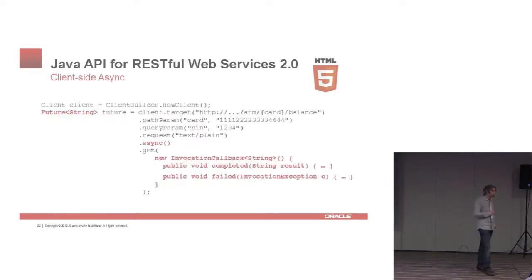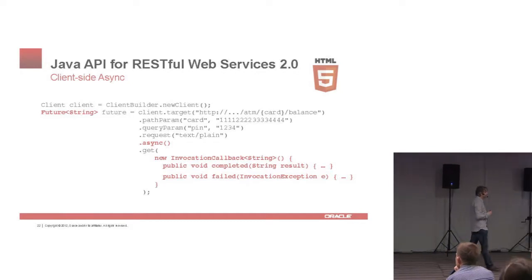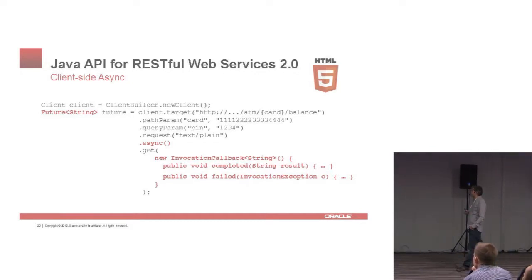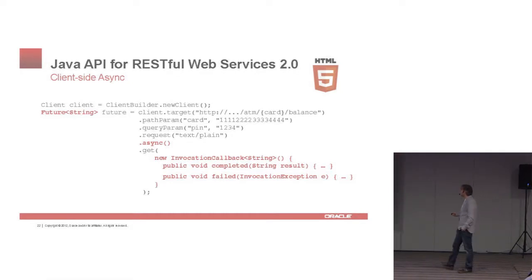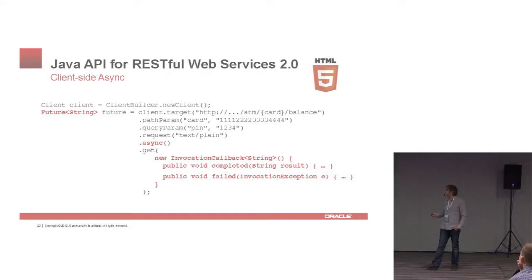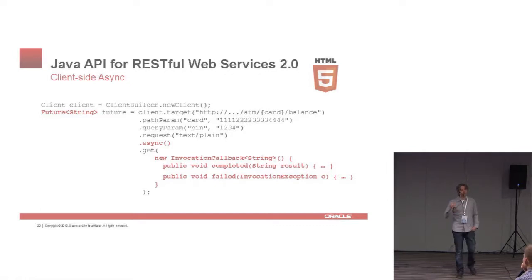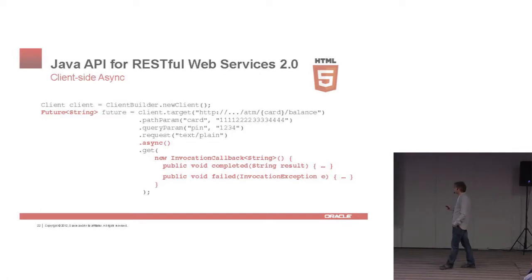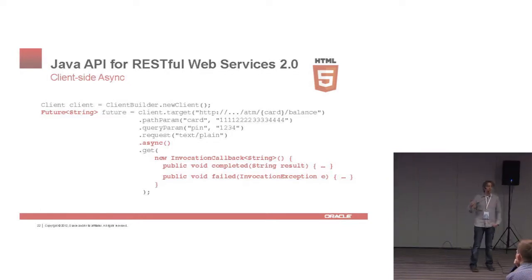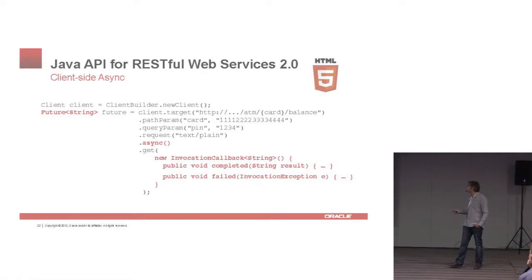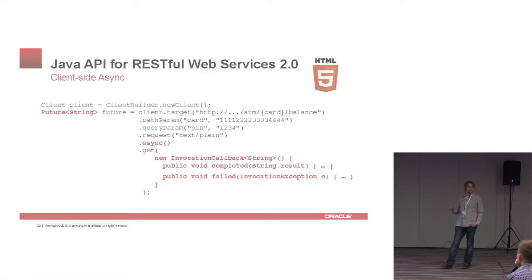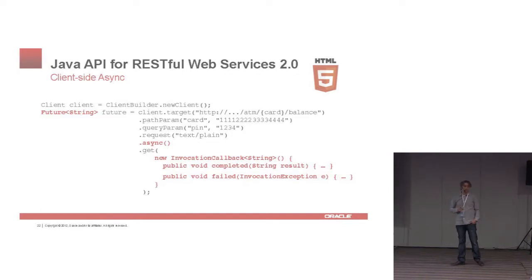Something else which has been added in JAX-RS 2 is asynchronous capabilities. This is again the same client API, but this time we will use the async method. You see that it's a very fluent API. We just add the async method to specify that this request should be invoked asynchronously. What I get back is a Future object that I will be able to use later on to know if my request has been processed, get the result, and so on. And optionally, I can also specify callbacks that will be invoked whenever the request is done or whenever something goes wrong.